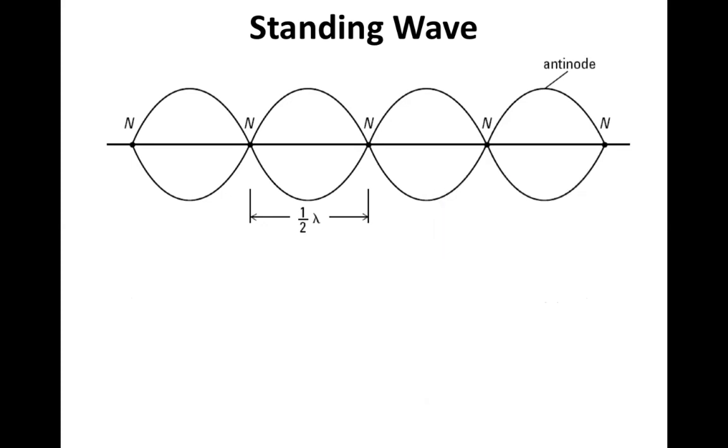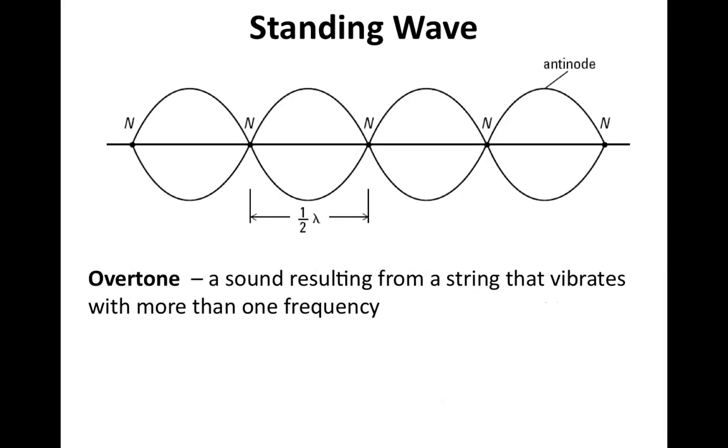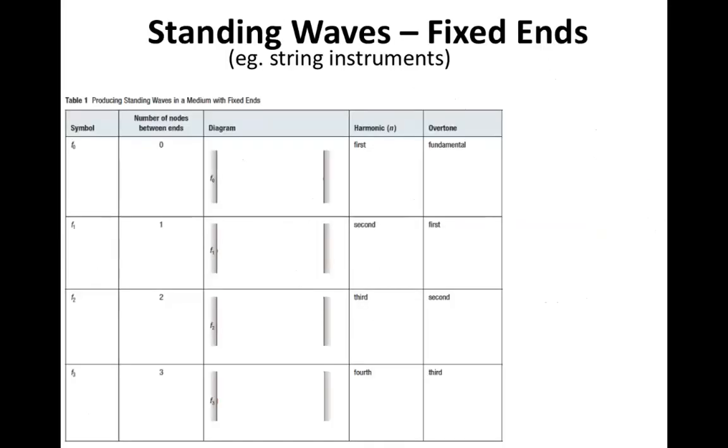Another way of saying that there's more than one frequency that works for a string of a certain length is by talking about the overtone. So that's a sound resulting from a string that vibrates with more than one frequency. So unfortunately, there's 2 different sets of language. We don't really need both sets, but since textbooks and resources go over both, I thought I would just highlight the difference.